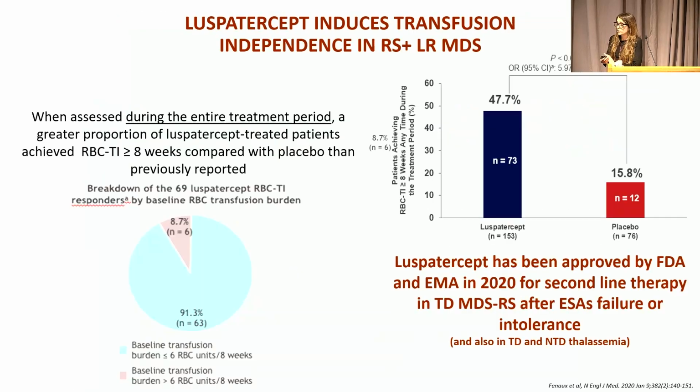So luspatercept is more active when the transfusion burden is less than 4 units per 8 weeks. And when the period of treatment was prolonged more than 48 weeks, the rate of response increased to around 48%. The MEDALIST trial led to luspatercept approval by FDA and EMA in 2020 for second-line therapy in transfusion-dependent patients with a diagnosis of MDS-RS after ESA failure or when patients are intolerant to ESAs.